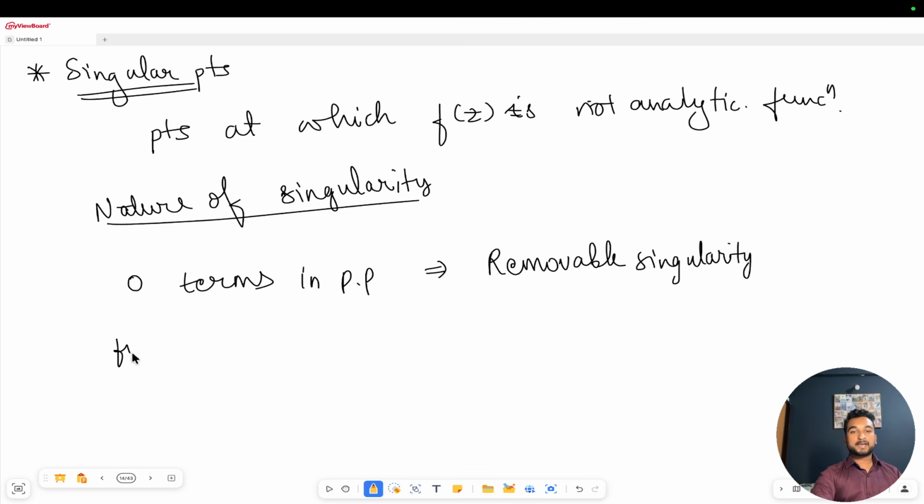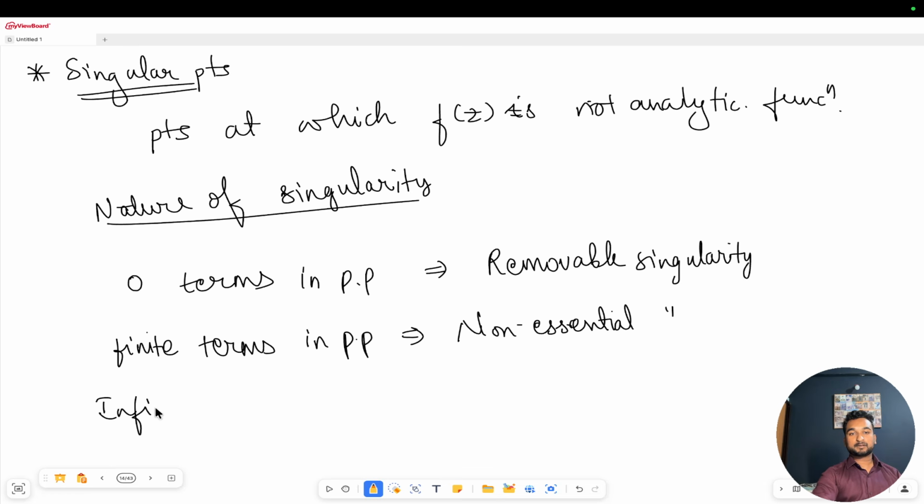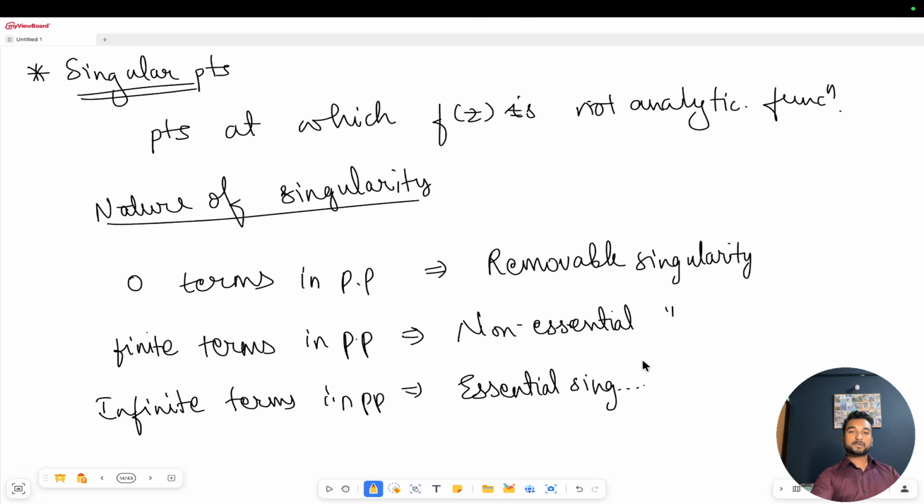Okay, if there are finite terms, that means the series expansion of negative powers of z ends at some particular point, then it is known as non-essential singularity. If there are infinite terms in the principal part, then it is known as essential singularity.